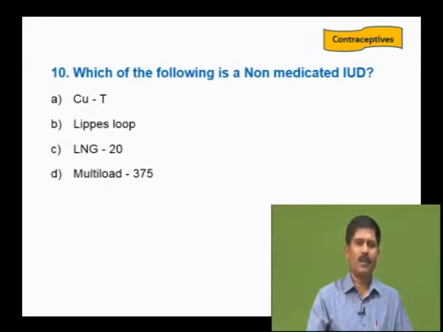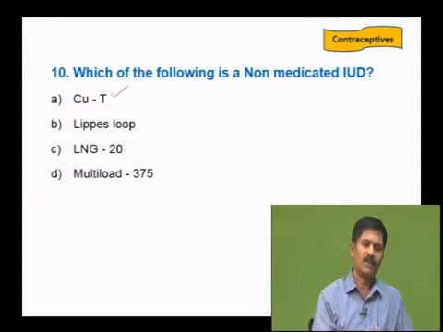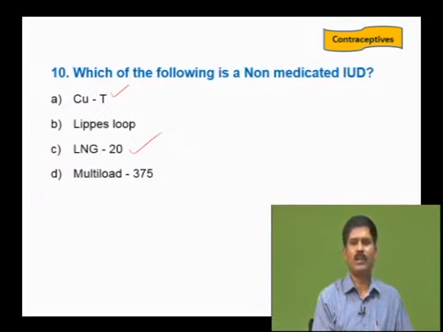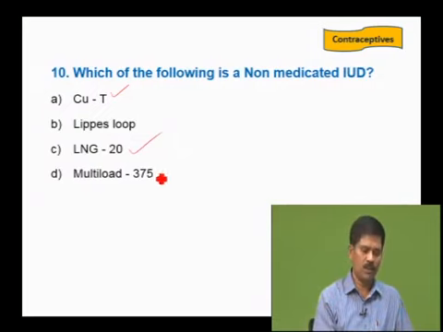Which of the following is a non-medicated IUD? You know that intrauterine devices fall into 3 categories: non-medicated, copper releasing and hormone releasing IUDs. Copper releasing IUD is not the right option. LNG-20 is a hormone releasing IUD, so this is also not the right option. Multiload 375 is also a copper releasing IUD. So these are copper releasing IUDs. Therefore, the right option is lippes loop or spirals, and they are non-medicated IUDs.